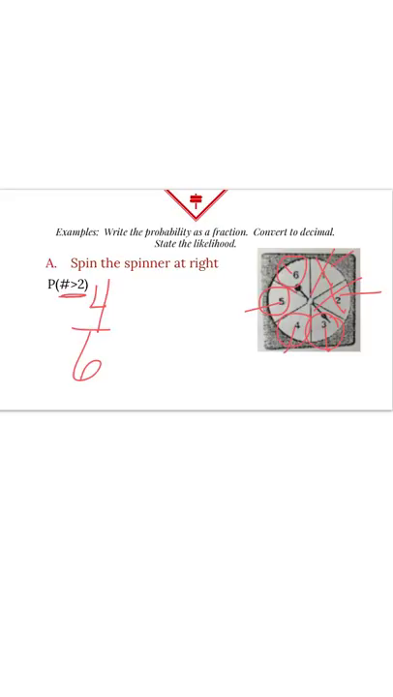Now we can reduce this fraction. 4, 6, each number could be divided by 2, and it would be 2/3. Then we need to change it to a decimal. When you type in 2 divided by 3, you will get 0.66666, and that goes on forever.